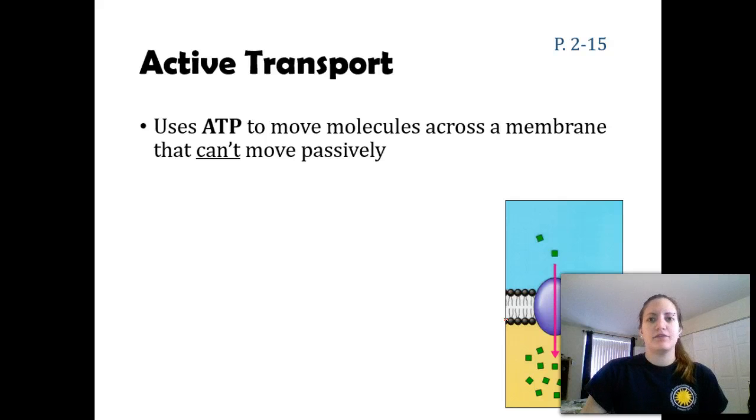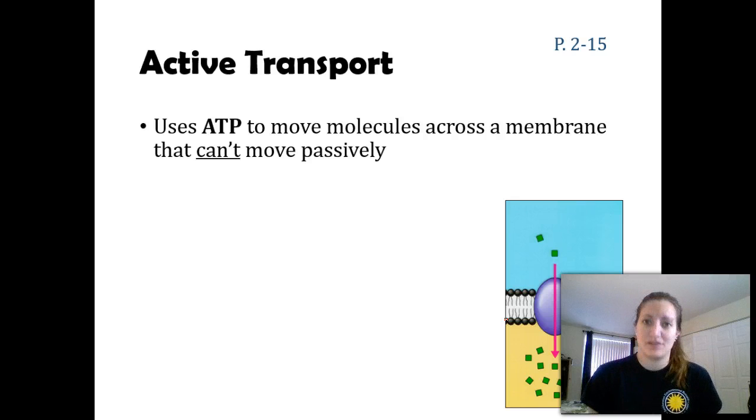Now, as I mentioned before, molecules can get in and out of a cell in two ways. Passive transport doesn't use energy, and active transport does. And think of the name active transport. If someone is active, they're using a lot of energy. Active transport means the same thing. You have to use energy to move molecules either in or out of the cell.